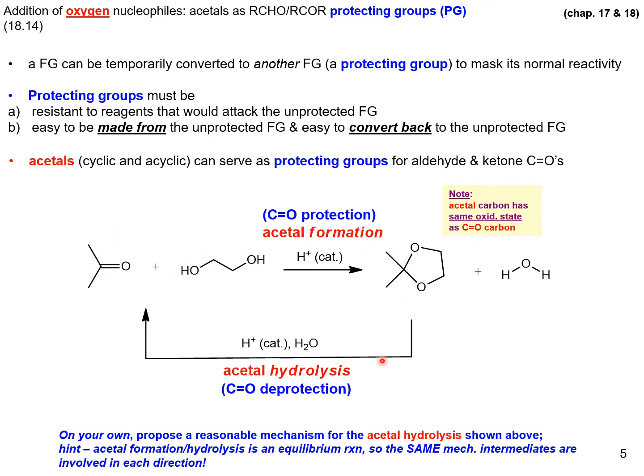The fact that this acetal is easily made from a carbonyl and that the acetal can be converted back to the carbonyl very easily makes it a good candidate for something which is called a protecting group. And that's a functional group that can be used temporarily to convert the original functional group to mask its normal reactivity. An example of that is shown on the next slide.